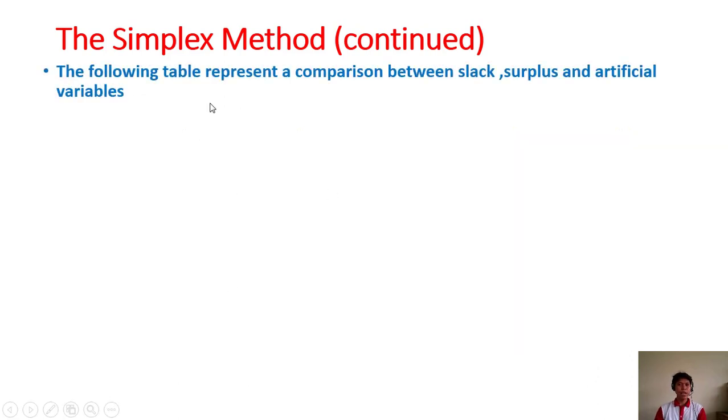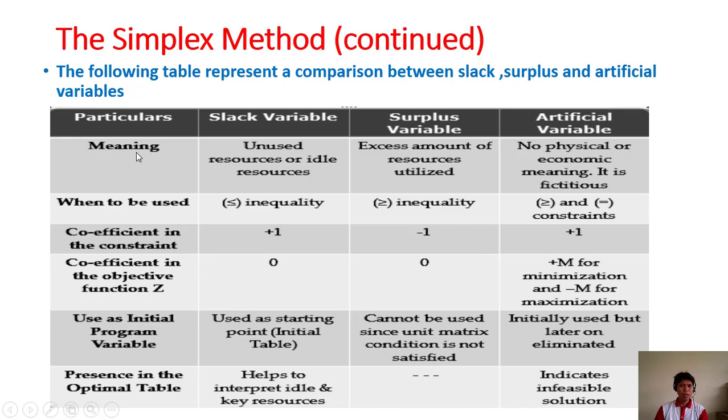Okay, the following table represents a comparison between slack, surplus, and artificial variables. We have the meaning, the particulars. We have the slack variable, the surplus variable, and the artificial variable. So the meaning: when you say slack variable, it is unused resources or idle resources. Surplus is the excess amount of resources utilized, from the word itself, surplus. And artificial variable has no physical or economic meaning.